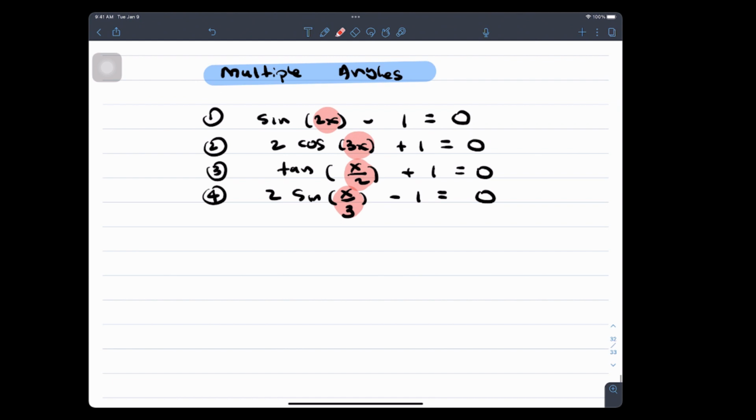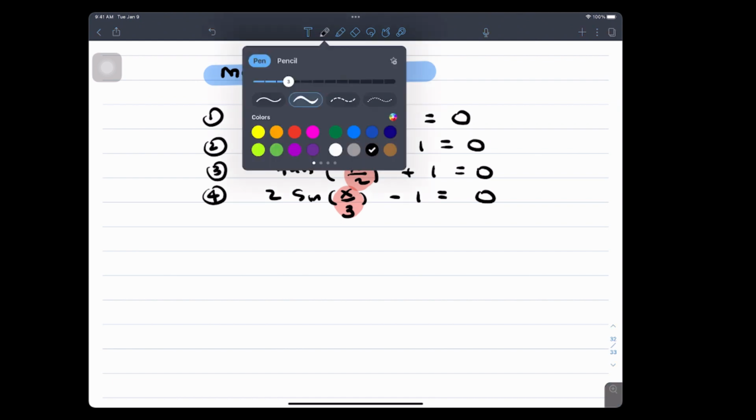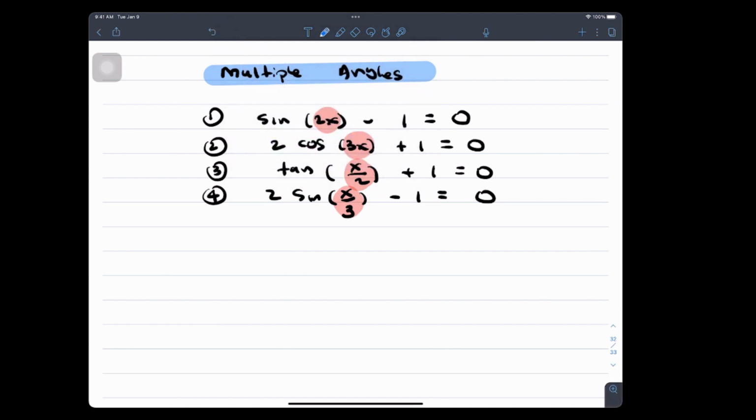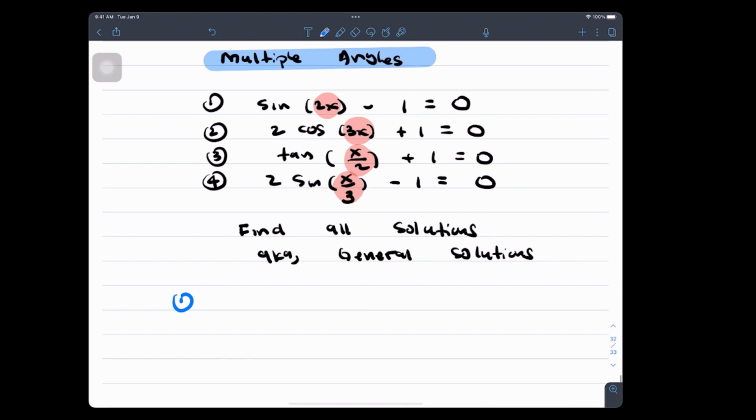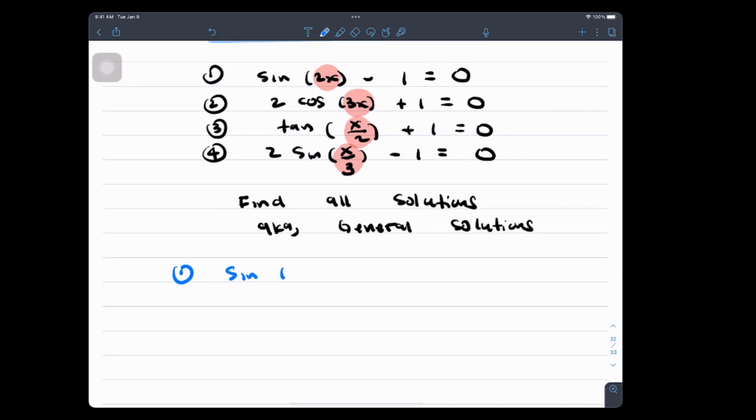So now we're going to find, again, general solutions. There's no restricted domain. So this is under the idea of find all solutions, aka the general solutions. All right. So number one, how do we solve this here?